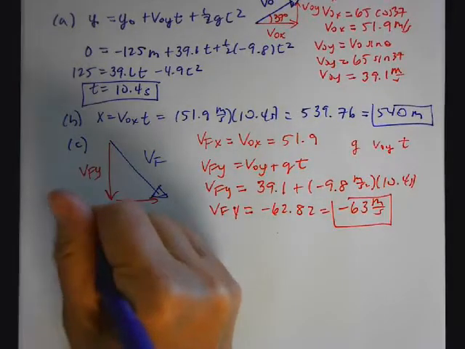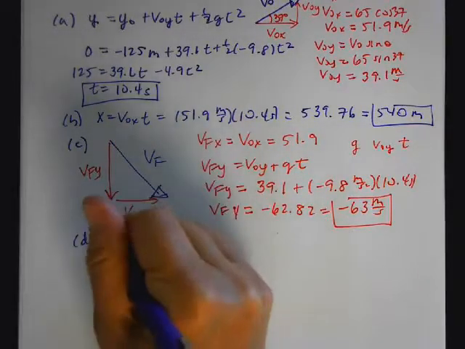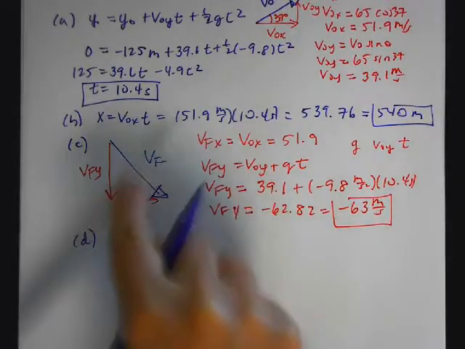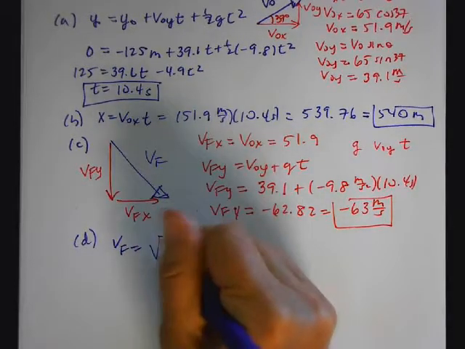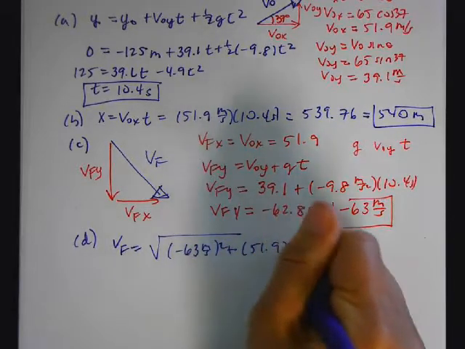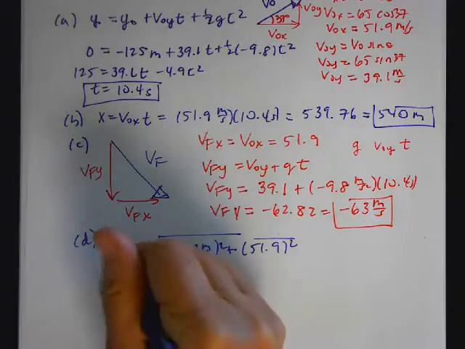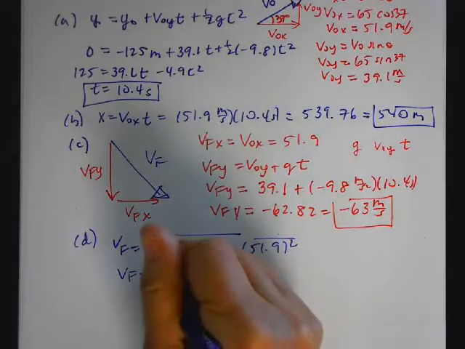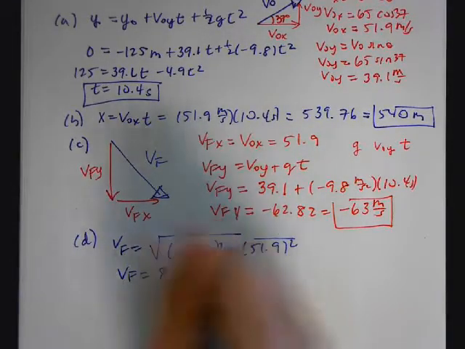Part D, again, you want to find v_f. So for v_f, we're going to use the Pythagorean theorem, which is just equal to the square root of negative 63 squared plus 51.9 squared. So v_f is equal to 81.6 meters per second.